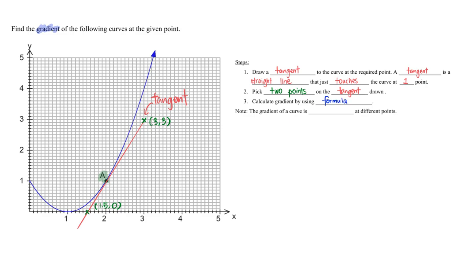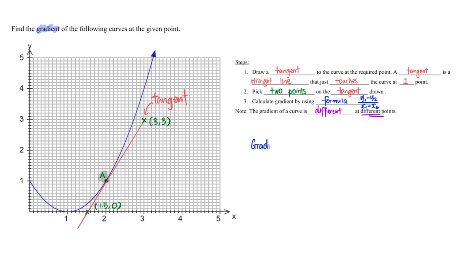Okay, and the formula would be y1 minus y2 divided by x1 minus x2. And the last point to take note of is that actually the gradient is different at different points. Okay, so I'm going to now calculate the gradient for this particular point.